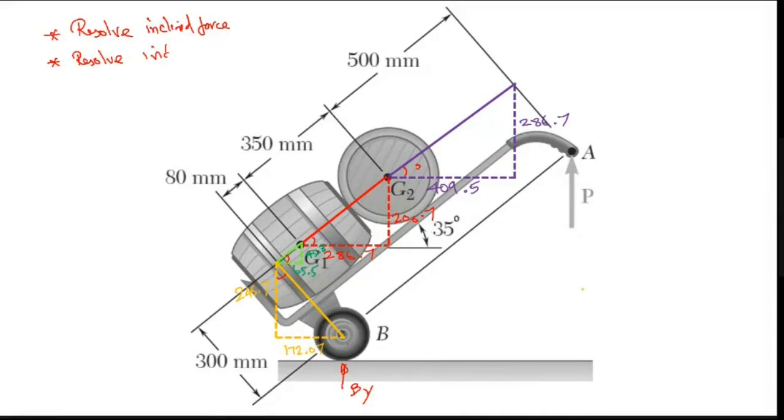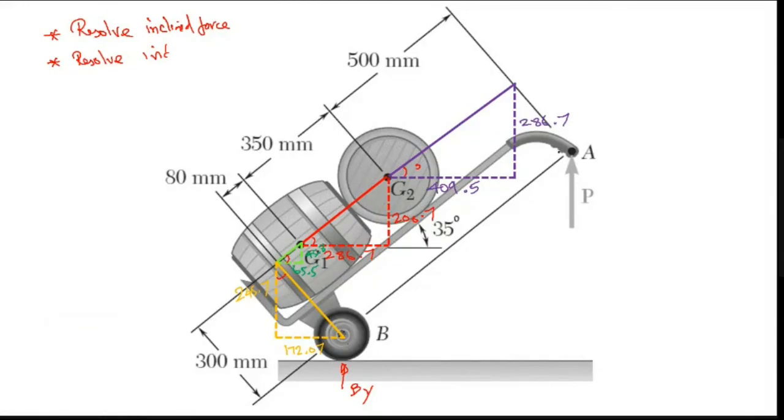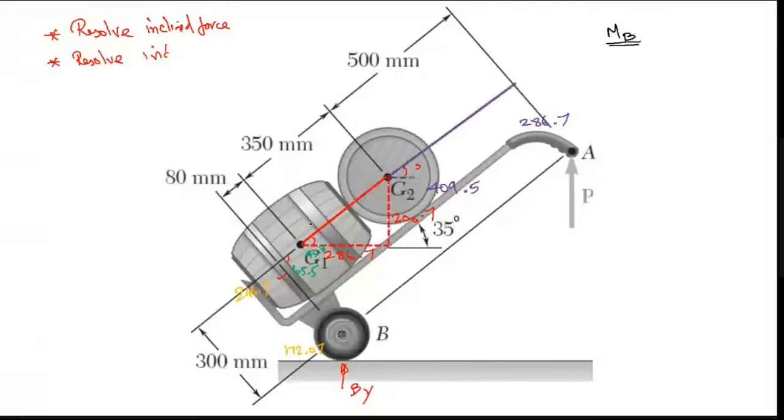Now I say that it is in equilibrium, and let me take moment at point B. There are three forces: one is P, the other is the force at G2 and the force at G1. Note what we discussed in the previous slide: you have those two forces, 392.4, and those you should also consider.